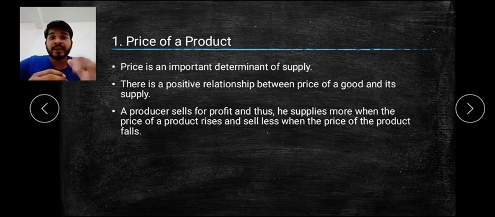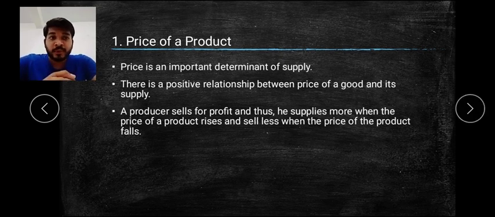And here the producer will now supply a lesser amount of that particular product, unless it has a good amount of demand in the market and a good price. Only then will he produce and supply more of that product. So this is what the concept is all about. I hope you are getting it now.